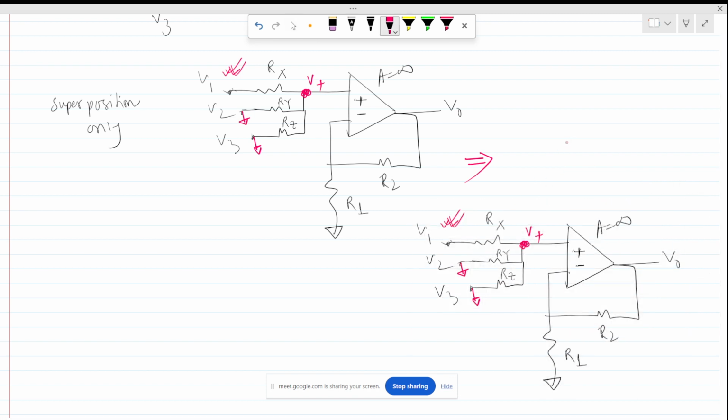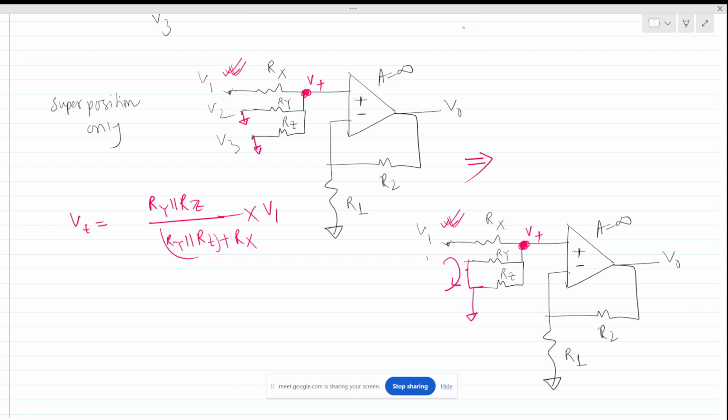Now this circuit becomes this. This will make a closed circuit, so this will be a voltage divider here. So V plus will be nothing but Ry parallel Rz divided by Ry parallel Rz plus Rx times V1, right? V1. Okay.